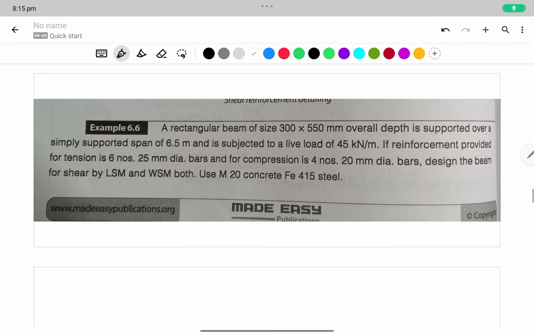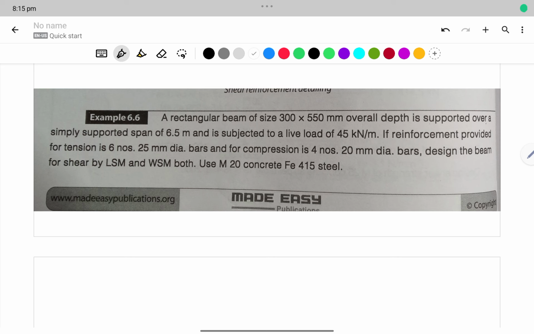Welcome all. So today we will see a numerical on the shear design of the beam. Previously we have seen the concepts and the steps of how to do a numerical. So today we will see the numerical. See what is given.